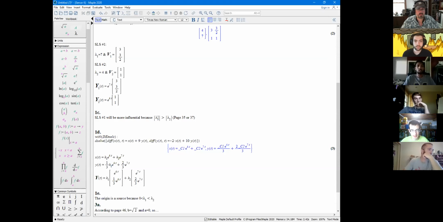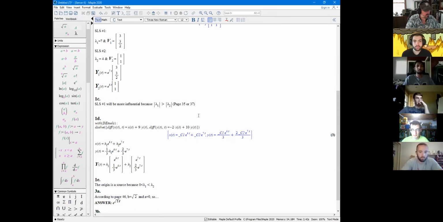So then for part C, we found that the first straight line solution will be more influential because the lambda 1 is greater than lambda 2, and that's from page 35 or 37. So notice the magnitude of the eigenvalues is how we determine which one of them is or is not. Now, I didn't ask you to make a DE plot for this. But if you made a DE plot, you could look along the two straight line solutions, and you would see as you look out in the phase plane that if you pick a point anywhere out in the phase plane, that lambda 1 associated straight line solution would be more influential. And so you have to see a couple of examples of this to get a sense of what's going on.